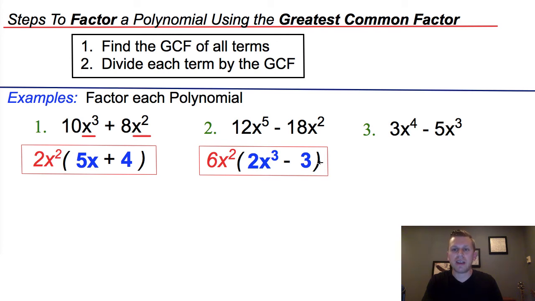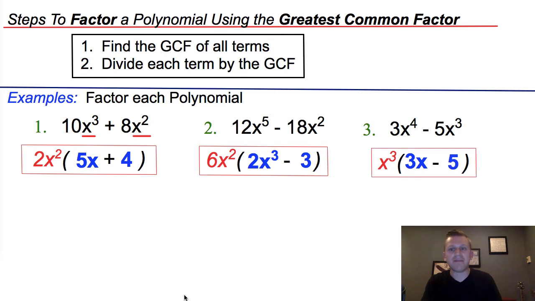Let's do one more example together. Here I want to find the GCF of 3x to the 4th minus 5x cubed. Well, 3 and 5 don't really have a GCF. Their GCF here is just going to be 1. X to the 4th and x to the 3rd, their GCF will be the smaller exponent, x cubed. So here my GCF will be 1x cubed, or really just x cubed. Dividing each term here, I need to make sure I subtract the exponents. 3x to the 4th divided by x cubed is just 3x. 5x cubed divided by x cubed, the x cubes will cancel. I'll be left with just 5.